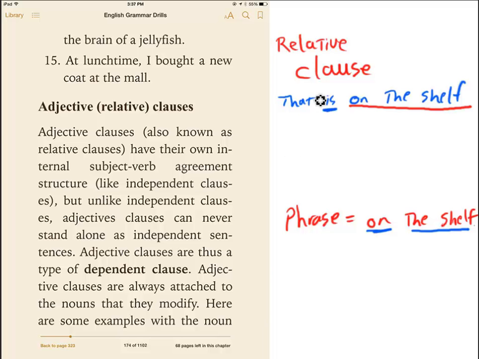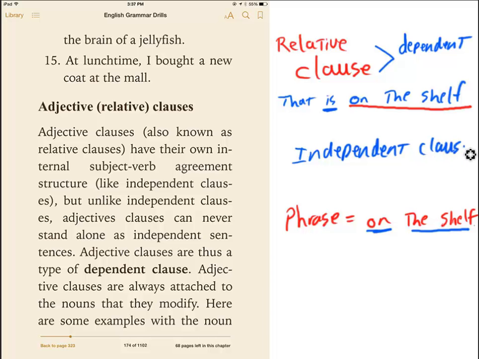Now, anytime you have a clause like this, an adjectival clause as part of the noun phrase, it's called a dependent clause. It means that even though it has a subject and a verb, it cannot stand on its own. It has to be part of another sentence, part of an independent clause. An independent clause is simply known as a sentence.